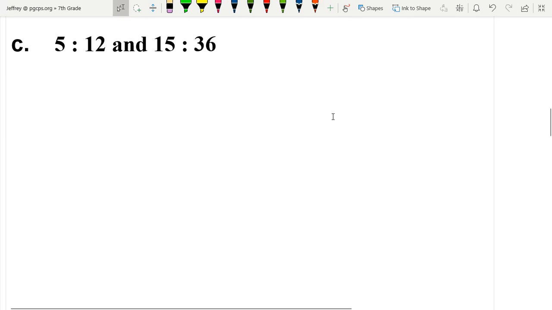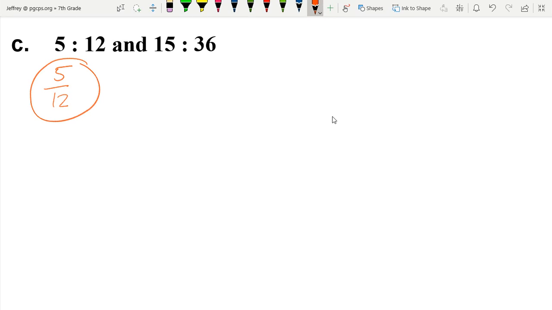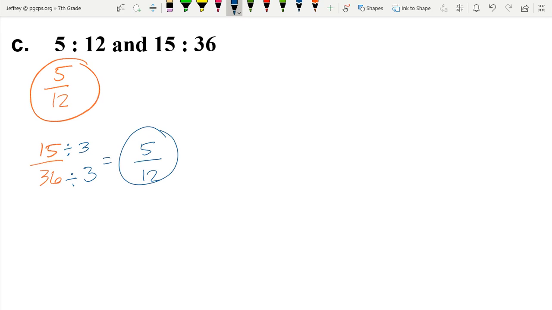Or letter C. So we got 5 over 12 and 15 over 36. So let's check this out. If we write 5 over 12 as a fraction, can we simplify these? We can't. This is the simplified form. How about 15 over 36? Can we simplify it? And you're right, we can divide this by 3. So 15 divided by 3 is 5, and 36 divided by 3 is going to be 12. So we already know that they form a proportion, so this would be proportional.